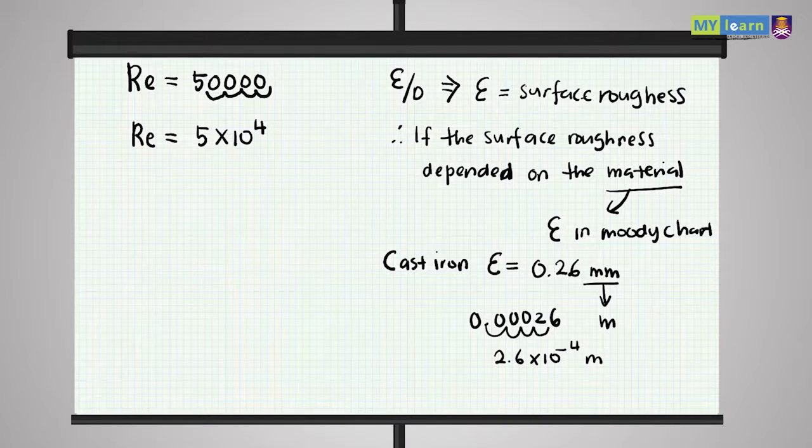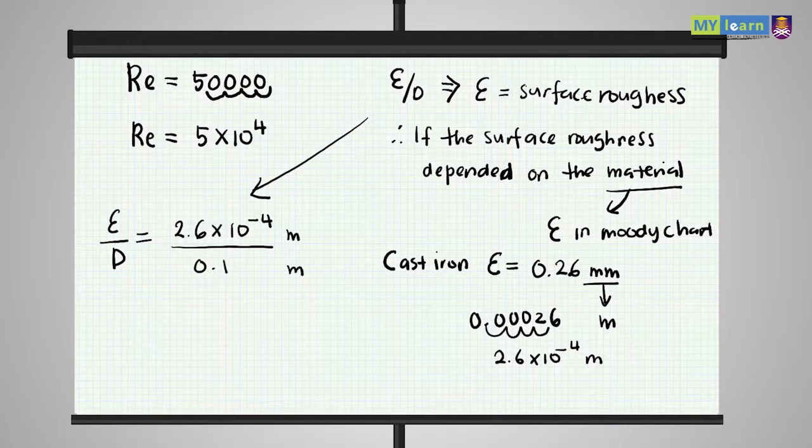Now we can do the calculation for epsilon over D. Epsilon over D is equal to 2.6 multiplied by 10 to the power of -4 divided by the diameter of 0.1 meter. We can cancel off the meter, so epsilon over D will just be a ratio, and it is equal to 0.0026. So now we already have the preparation for our Moody chart calculation, so we are going to use this number in the Moody chart.